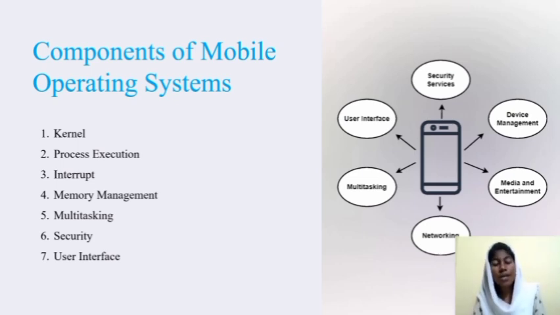Interrupt. Interrupts are basically used by the hardware devices to communicate with the CPU. It is basically a signal which the device generates to request the CPU. Whenever an interrupt occurs, the CPU will temporarily stop executing its current process.